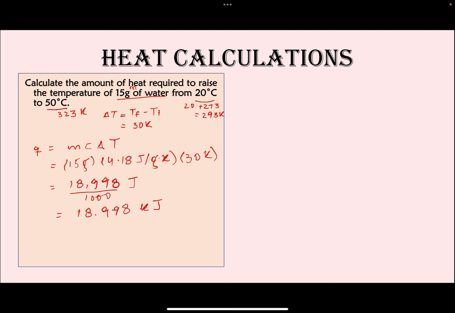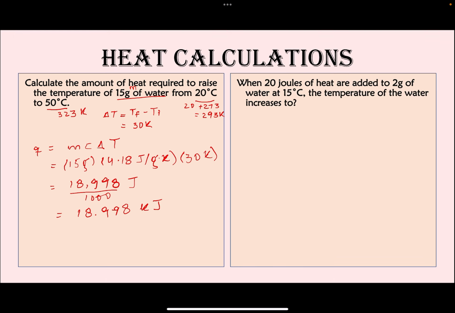Okay, so what if I give you a question like this, where we have 20 joules of heat added to 2 grams of water at 15 degrees Celsius. The temperature of the water increases to what? So in this case, I already gave you the Q, or the amount of heat energy. And then we have the mass of water. We also have the initial temperature, the TI. Let's go ahead and convert this to Kelvin. So that's going to be 15 plus 273. So that is about 288 Kelvin.